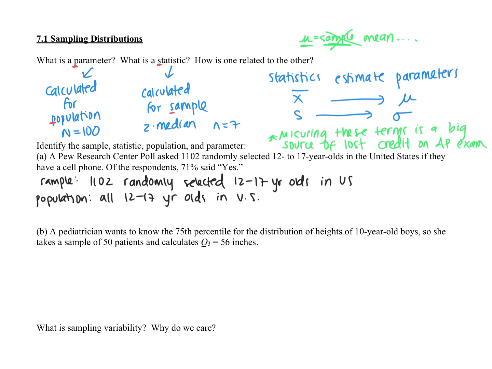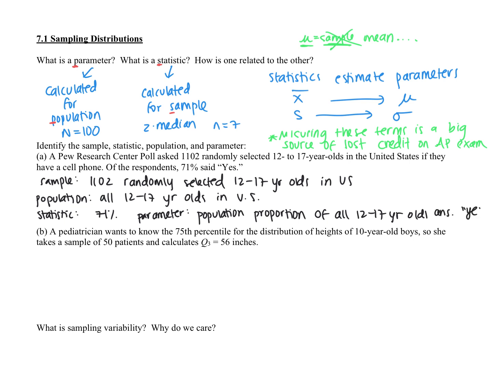Okay, so then the statistic is that 71%. The parameter, well, we don't know the parameter. That's what we're trying to estimate. The parameter, if we were to put it in words, is the population proportion of all 12 to 17-year-olds answering yes to do you have a cell phone?